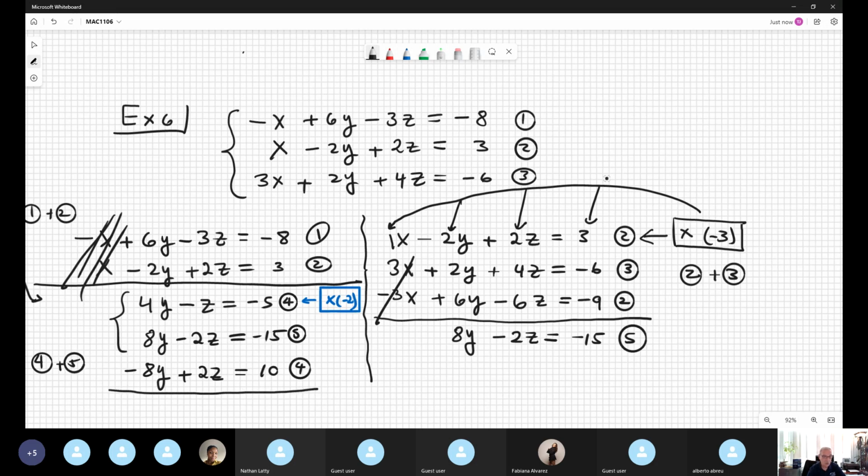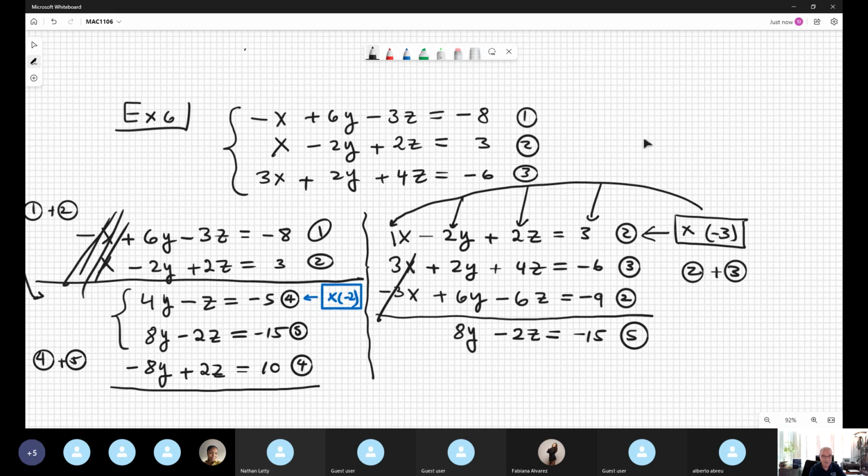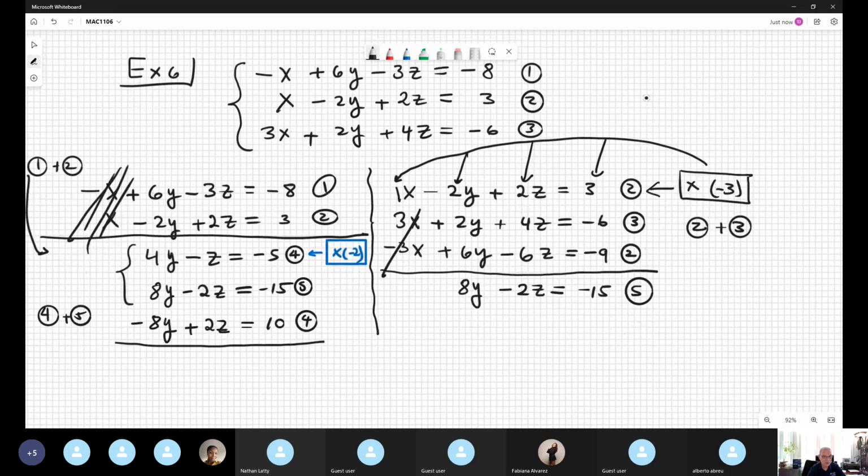I put a line. Wow, a lot of things cancel. Look, this cancels, the y. This cancels, the z. This is 0, no variable. And it's equal negative 5, because negative 15 plus 10 is negative 5. Wow, what is that? This is a totally false statement. This is impossible. 0 is not equal to negative 5.